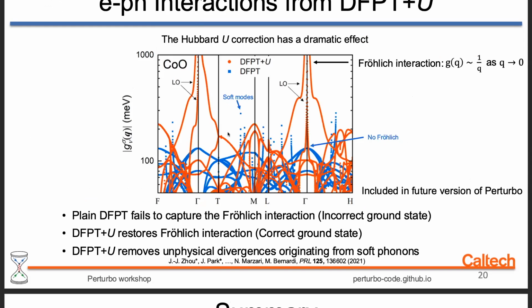Without the Hubbard U correction, first of all, you have these unstable phonons, which produce these weird divergences. But what you don't see is the Fröhlich coupling because DFT thinks it's a metal, so there's no long range contribution. The Hubbard correction fixes both of these things, so you get the Fröhlich coupling for the LO phonons. It's now stable.